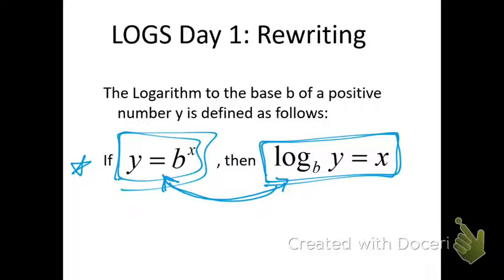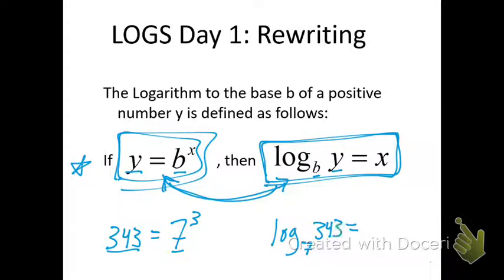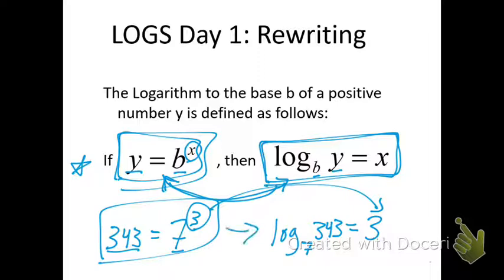Let's do, because I know we'll have to later, 7 to the third power is 343. Okay? So if I know 7 to the third power is 343, then I can rewrite that as a log. That b moves down here as a subscript, so it's lower. So this 7 is the base of my log. The y moves over here right next to the base, so that becomes 343. And then this 3, the x, the exponent, stays to the outside. So that's how we go from exponential to logarithmic.